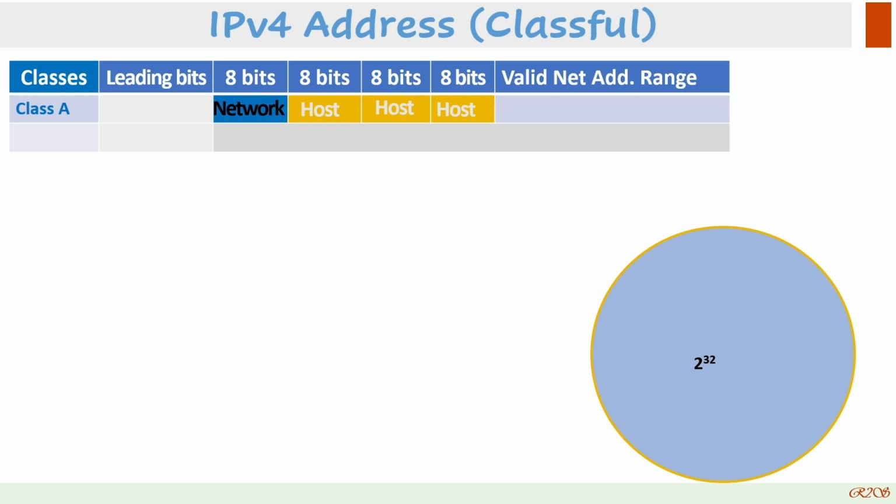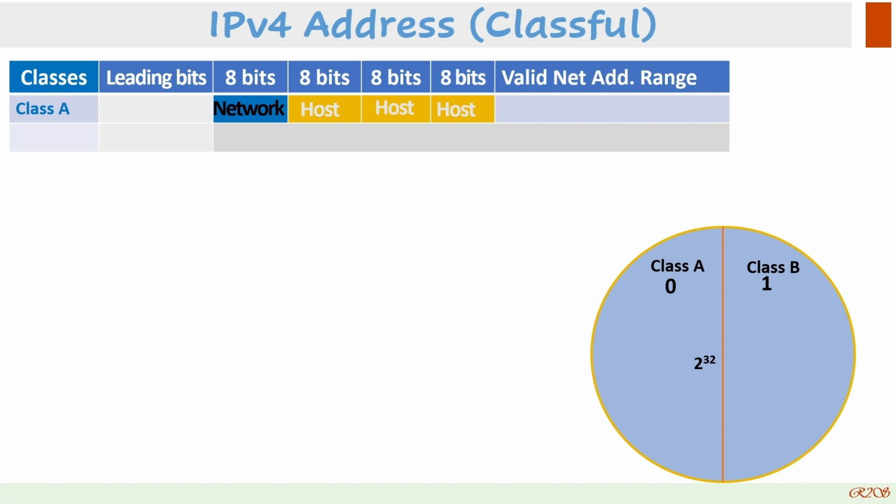So now let's see how Class A, Class B, Class C, Class D, and Class E actually came into the picture. Consider we have a bucket, or consider this circle, and we have all the IP addresses here. What the experts did in the beginning, when IPv4 was invented, was make this whole bucket into two groups: one is Class A, another is Class B.